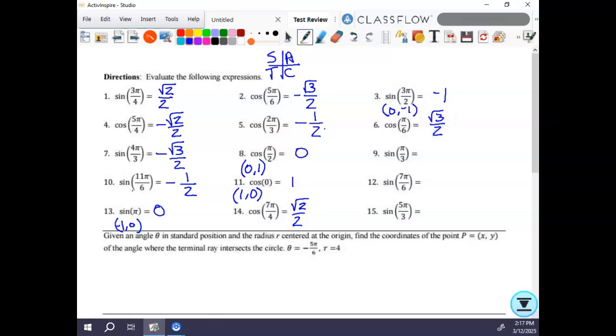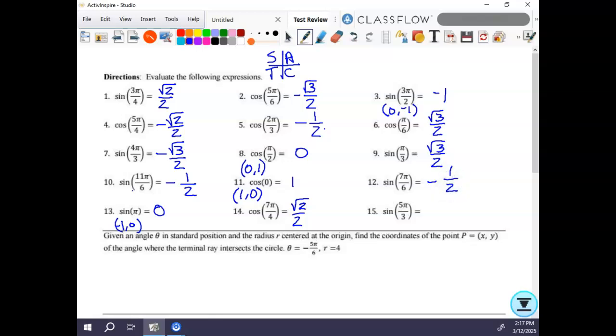All right, pi/3 is also in the first. So what's the sine of pi/3? Square root of 3 over 2. All right, 7pi/6. What quadrant are we in? Third. Sign is what? Negative. Sine of pi/6 is 1/2.